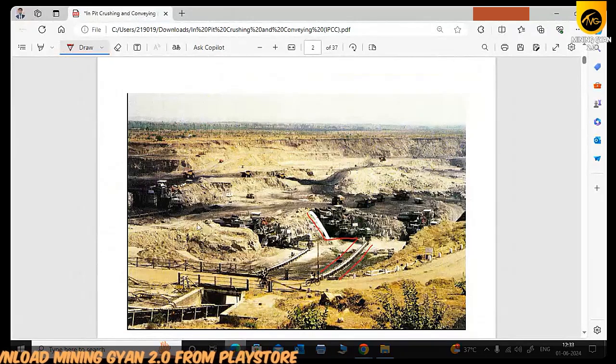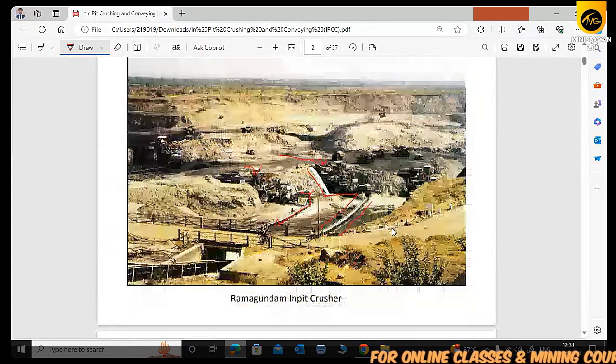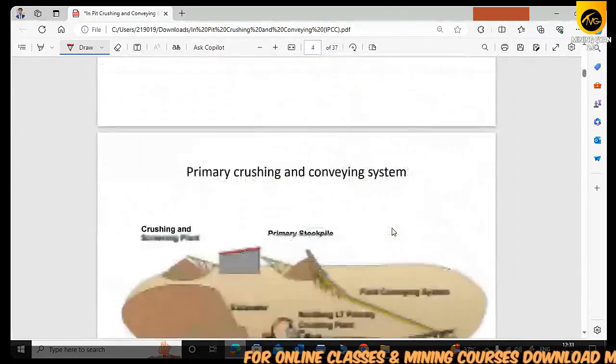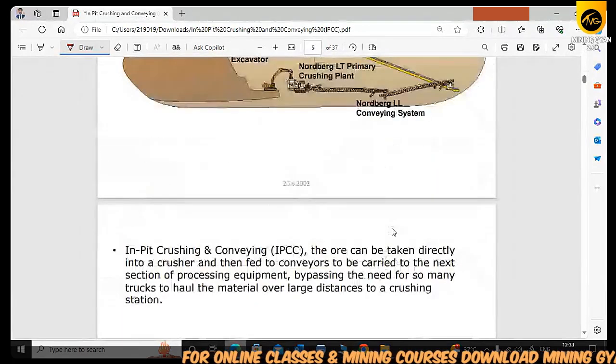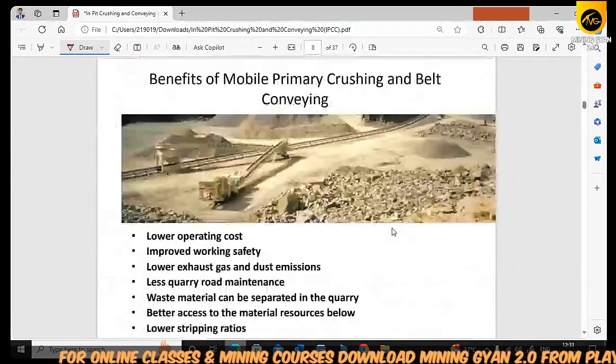The dumper will come in here and dump the OB or coal. It will be crushed here, transferred into the chute, and from the chute to the main conveyor. Those who are new to the classes can see my lecture number 14. You will understand very well what the in-pit crushing system is. Let us start where we left off in the last class.